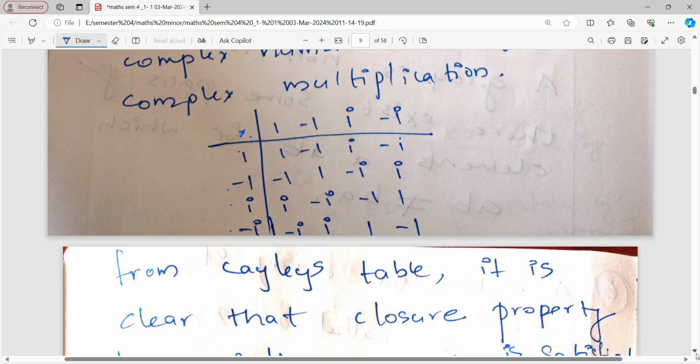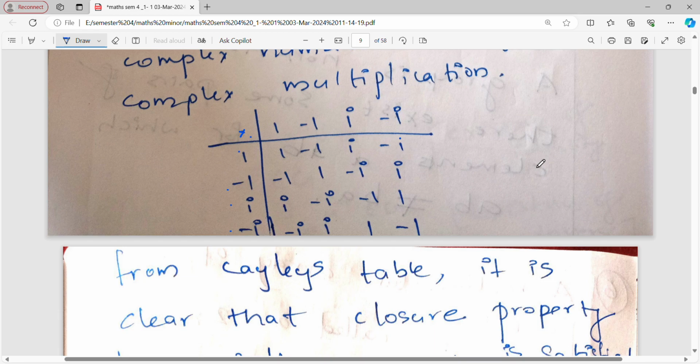From this it is clear that the closure property is satisfied, because all the elements are multiplied within this set, and all the new members yielded are in this set only: 1, minus 1, i and minus i. These all are in the set. So closure property is satisfied. Associative property is also satisfied, and you can check that.